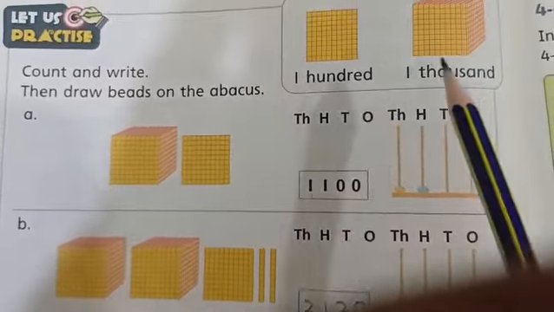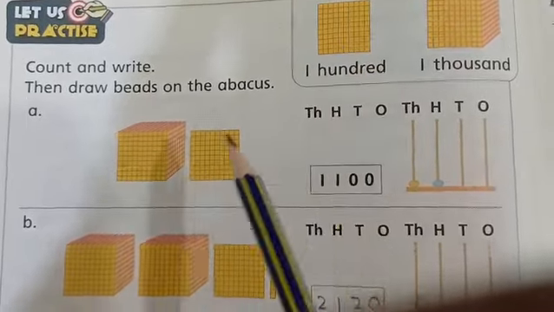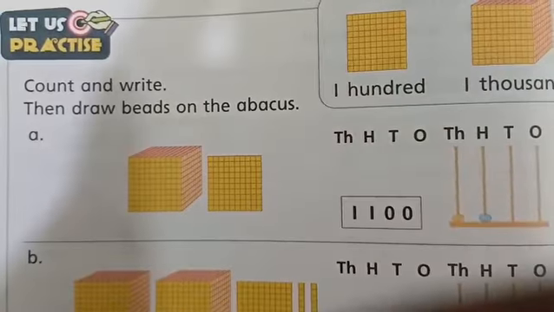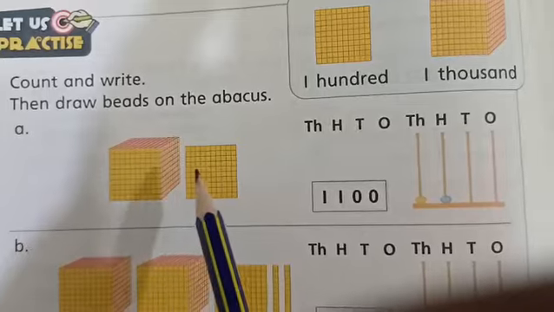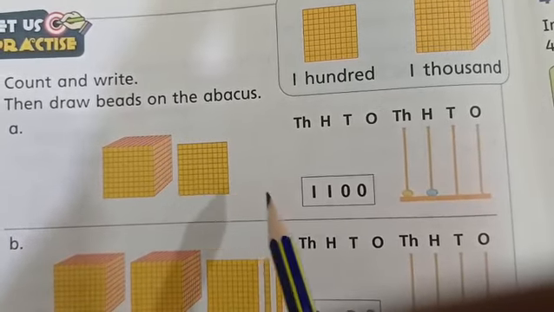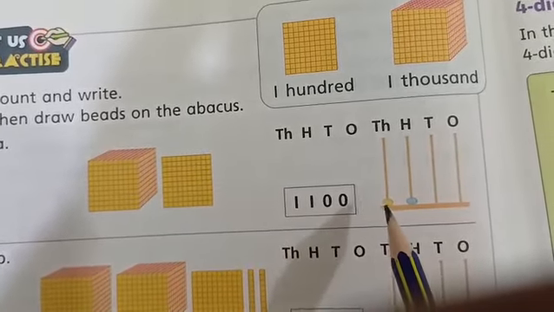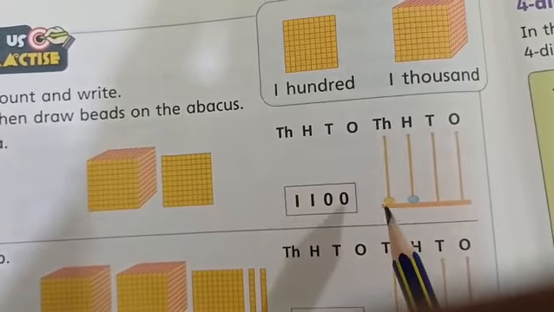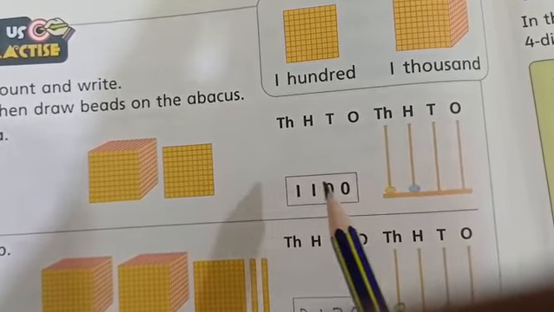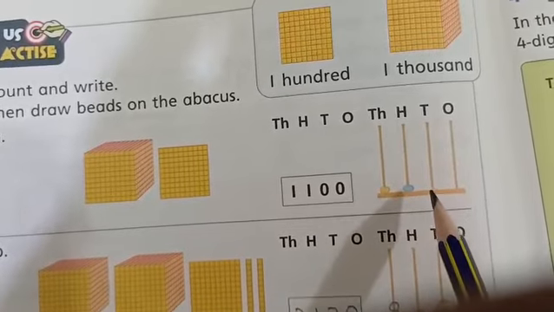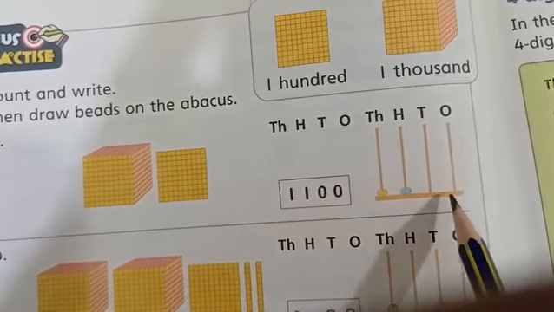Look at this, it is 1000, it is 100. So it is 1100. And look at this, we have to draw one bead on the 1000 box, and 1 in the 100, it is 1100. In the tens and ones there is nothing.